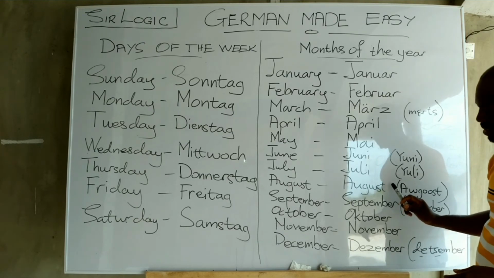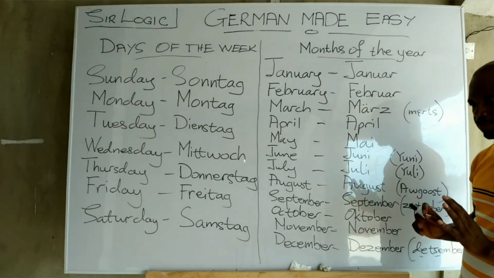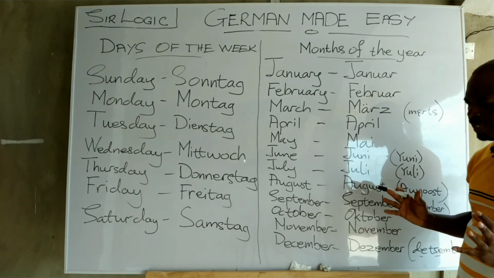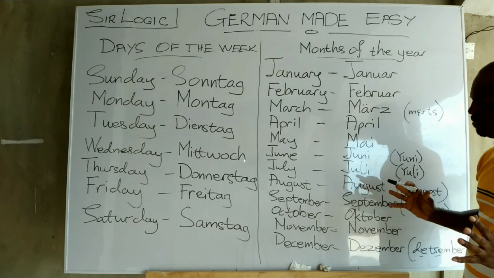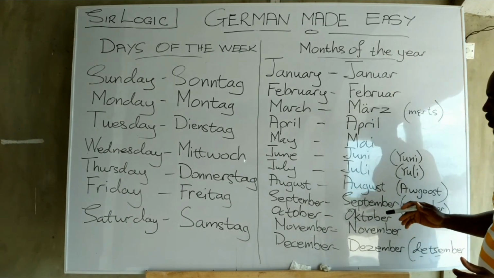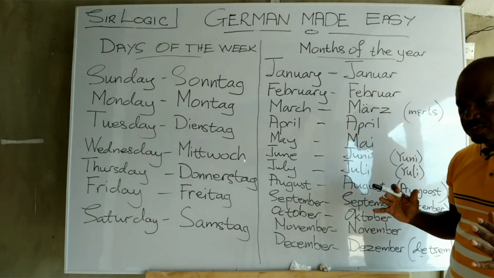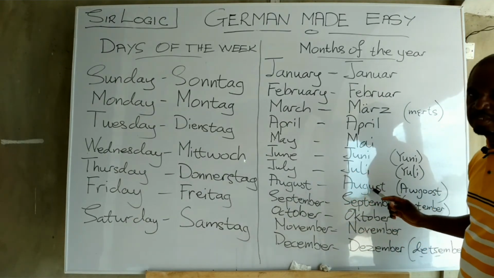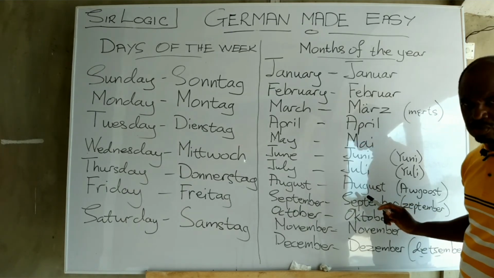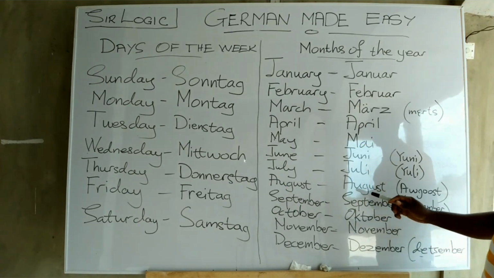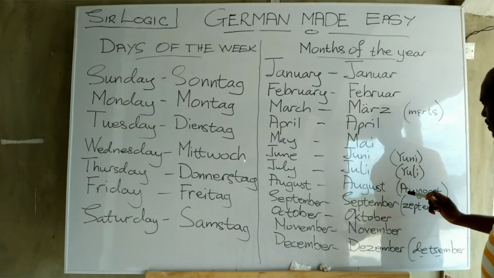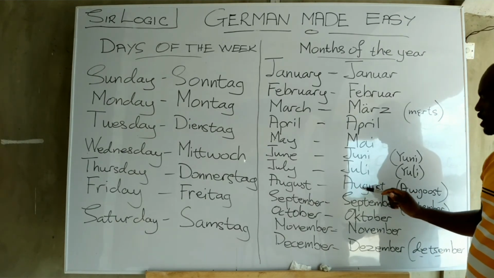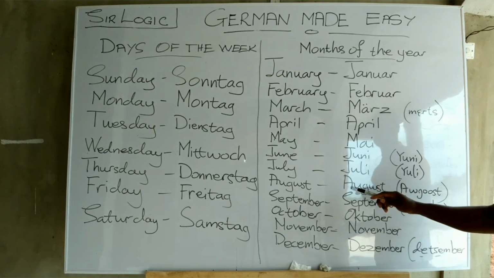August, we don't say August. They pronounce their words mostly according to the spelling, not according to the polishing. Like in English, we've polished so many words. But some countries still insist on pronunciation of spelling, especially Nigeria. Nigeria will not say August. In English, we say August, and German will say August. Nigeria will say August, German will say August, and the English will say August.